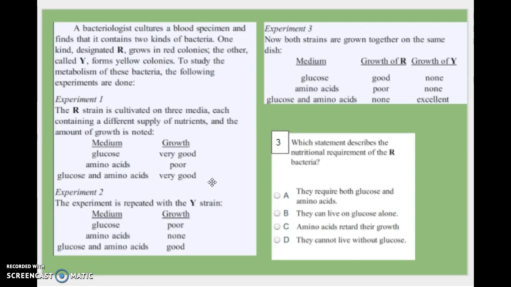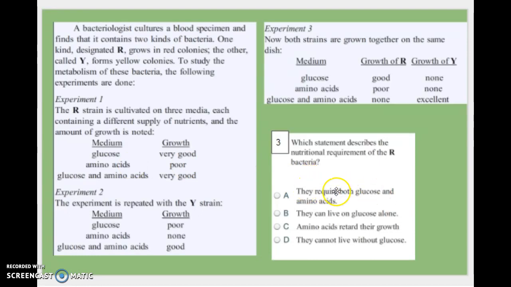Oh, we've seen number 3 before as well. So this is the fun little lab where they're growing different bacteria, a Y and an R. They're putting it in different mediums: glucose, basically a sugar, amino acid, a protein, and then both of them together. Let's see what it's asking this week. What statement describes the nutritional requirements of the R bacteria? Well, this is the experiment that we're doing on the R bacteria. And so let's take a look.